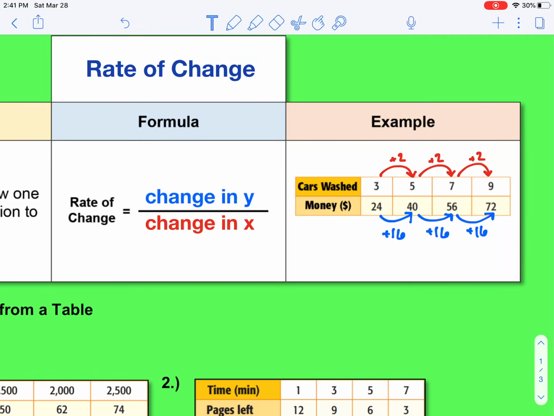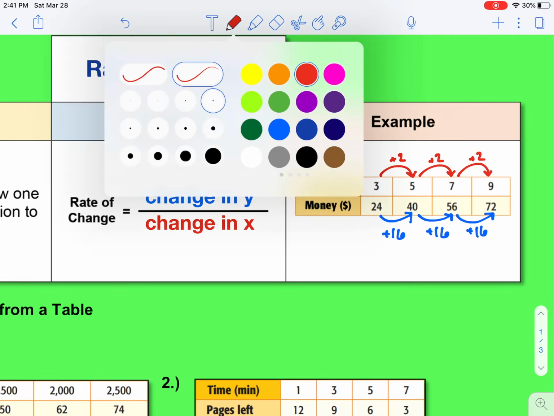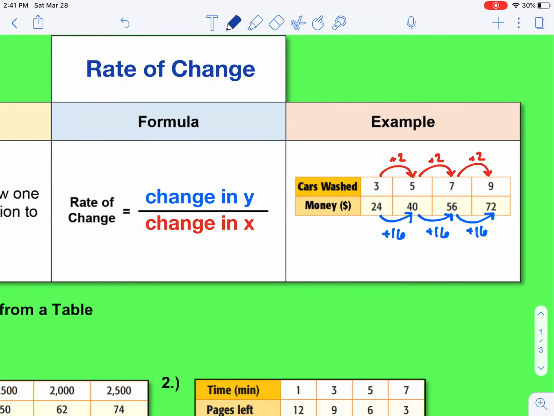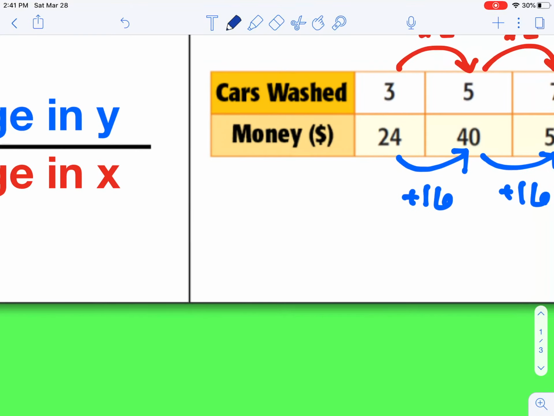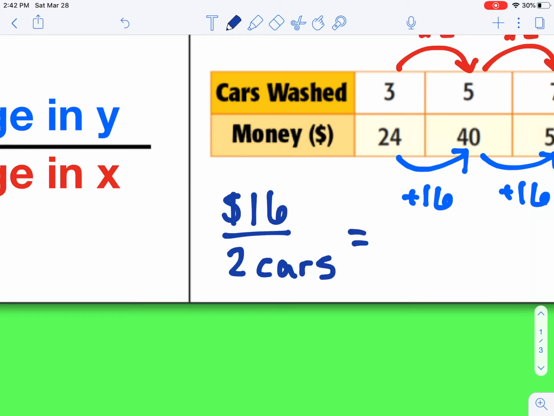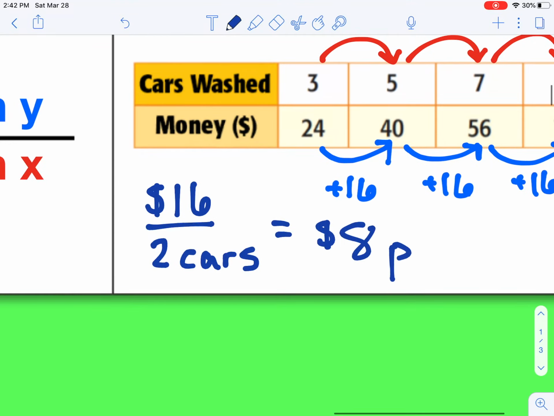Okay? So if I'm going to write down my rate of change here, the first one is change in y, and that's going to be 16 because it changes 16 each time. So I have $16 over my change in x, which is 2, and specifically 2 cars. Now I'm going to simplify that. So 16 over 2 is the same as I'm making $8 per car wash.